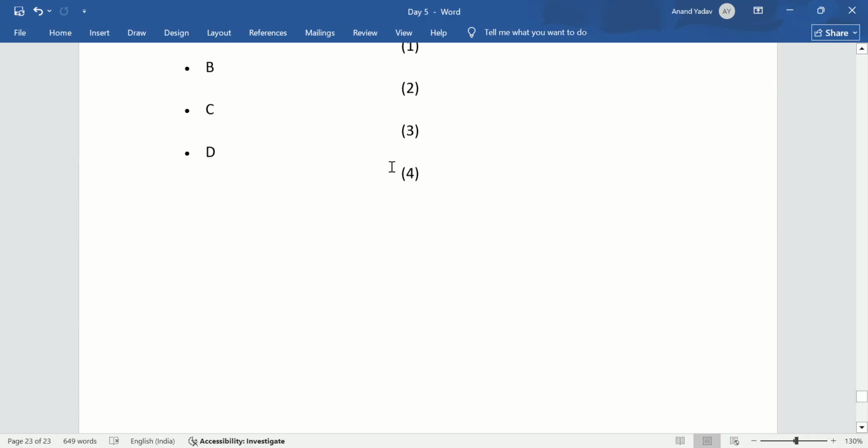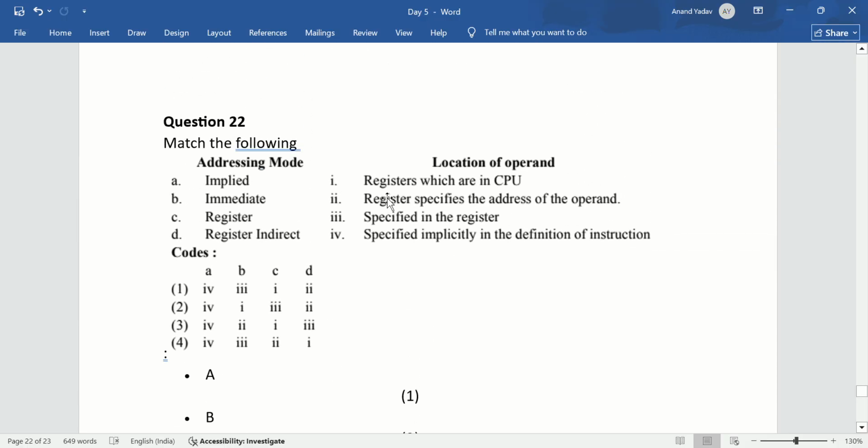So that's all about COA. These are the most expected questions.